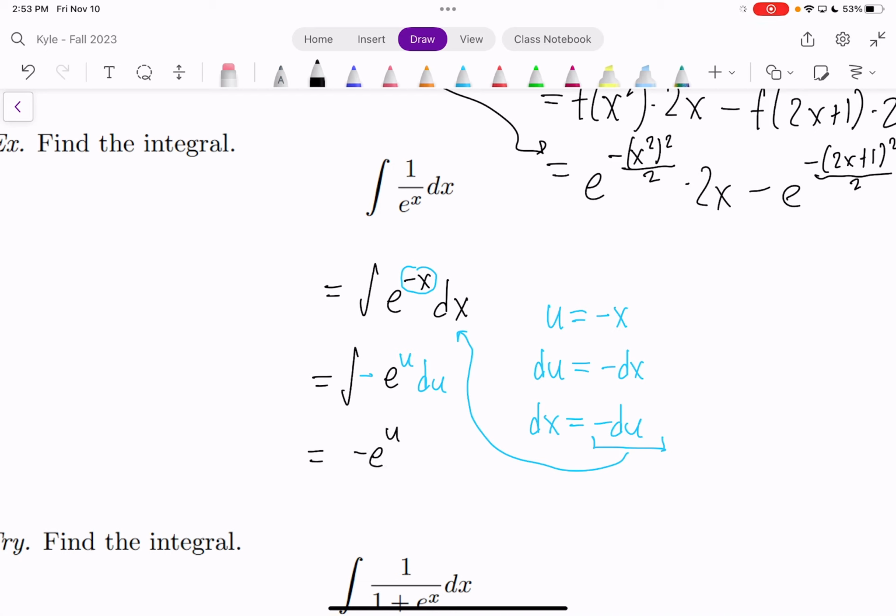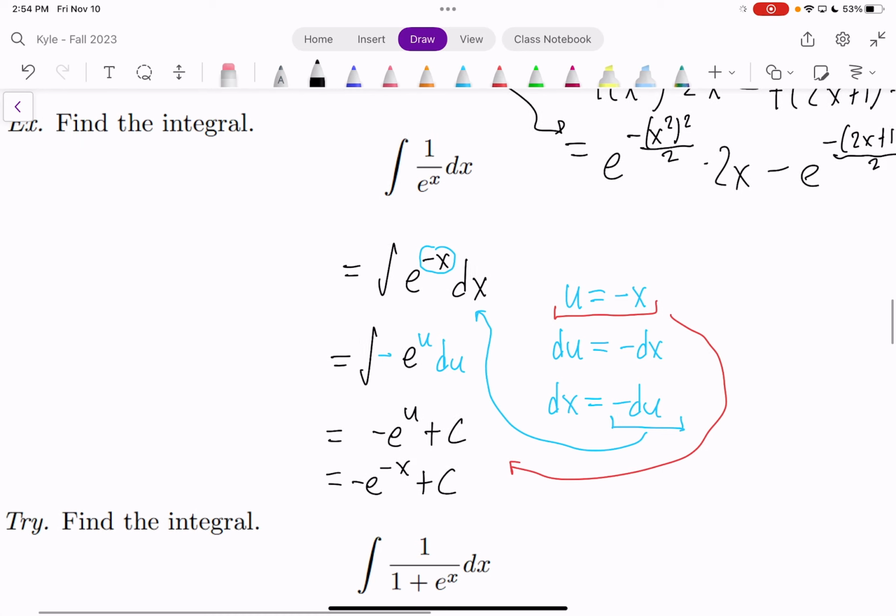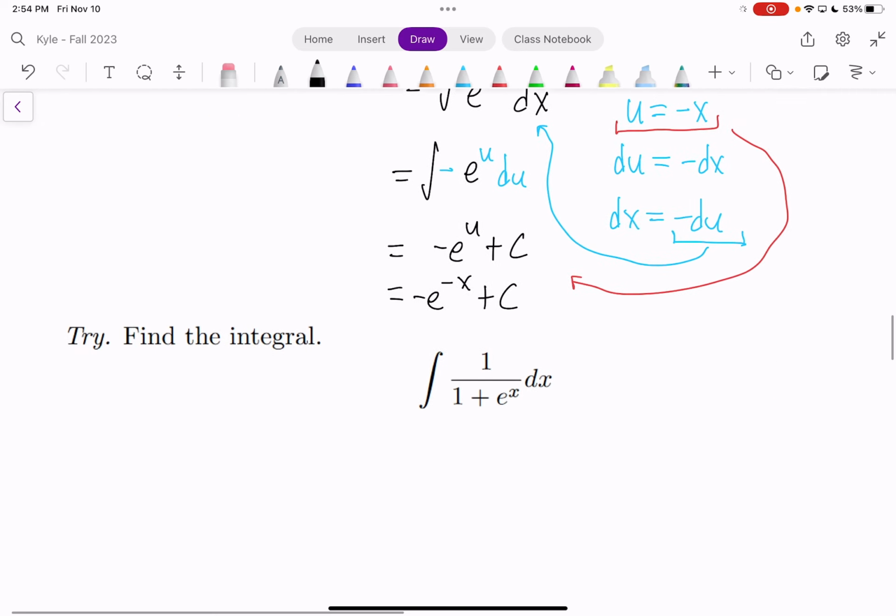And then all we have to do is sub back our original equation to get it in terms of x. So we'll be left with negative e to the negative x plus c. Is everyone happy with that example? So now we did a somewhat easy u sub. We're going to try a little bit of an evil question.